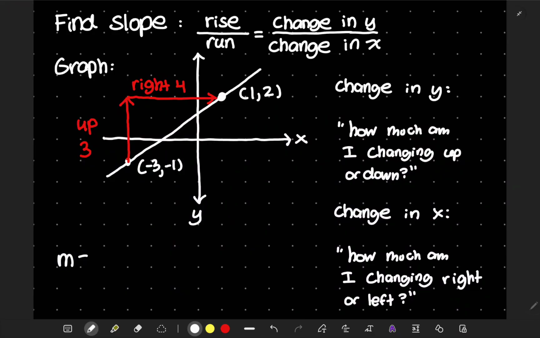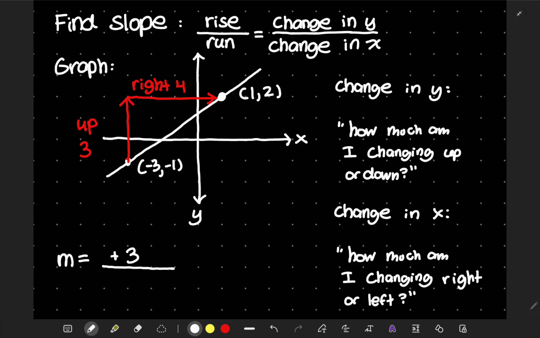My slope always begins with the letter m, and I have a fraction. Since the change in y is really asking how much am I changing up or down, I have to look at what I did for my arrow. I went up 3, so I can do 3. And since it's up, it's positive. You can see that I'm going in the positive direction.